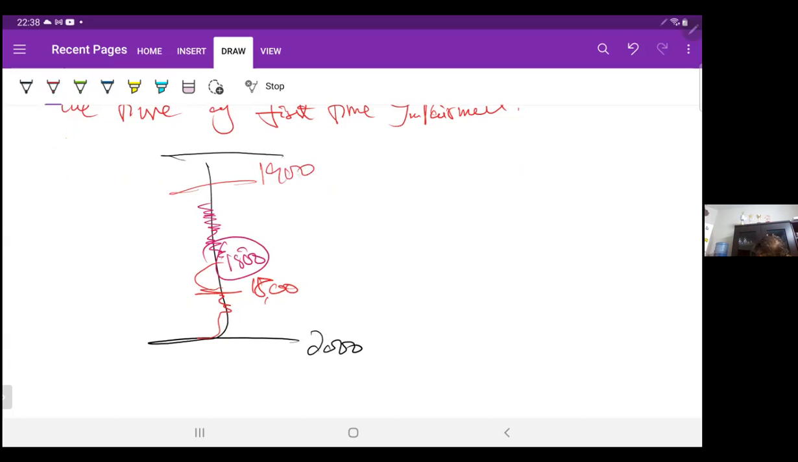So the standard says that the impairment cannot be reversed to more than the carrying amount which it had before the first time impairment. That means it cannot be reversed for more than 1800 in this case. I hope you get it, and it brings us to the end of the standard IAS 36.